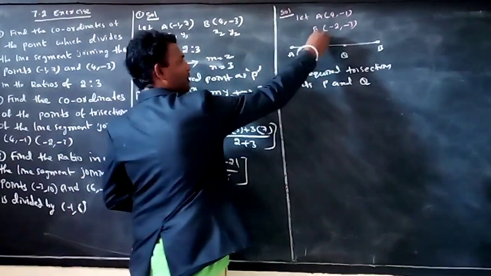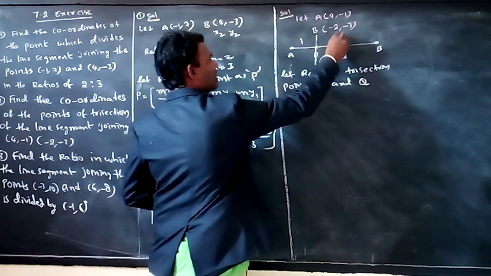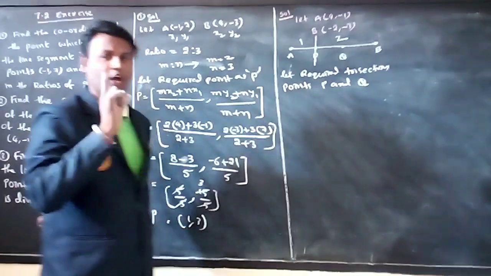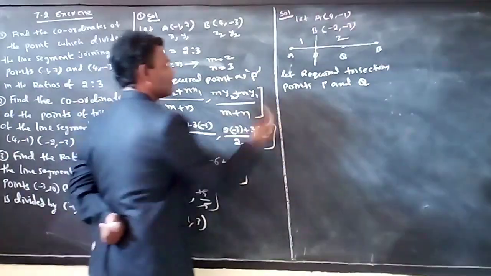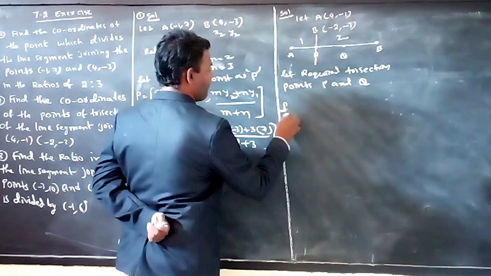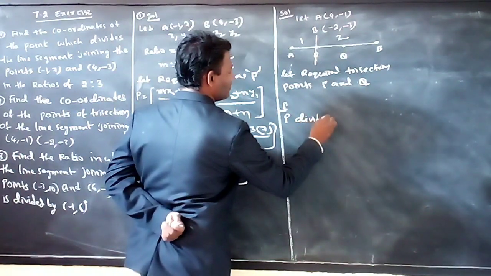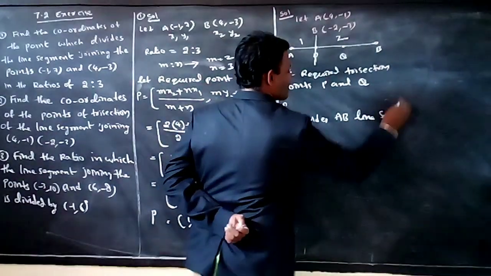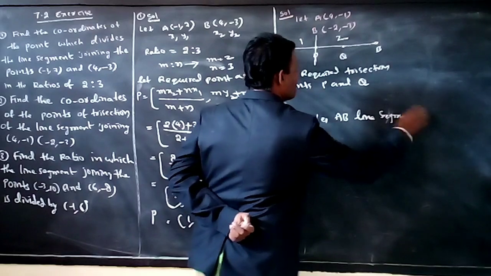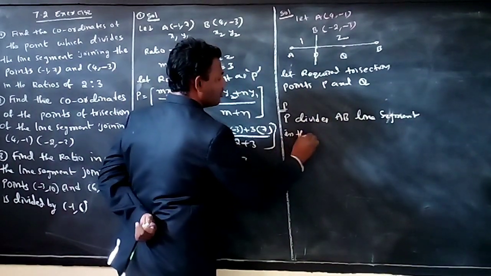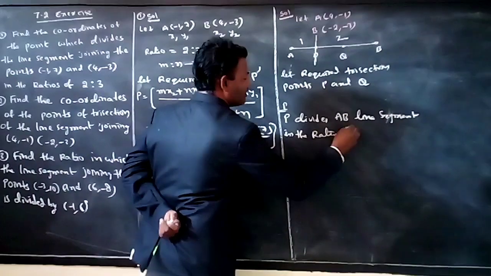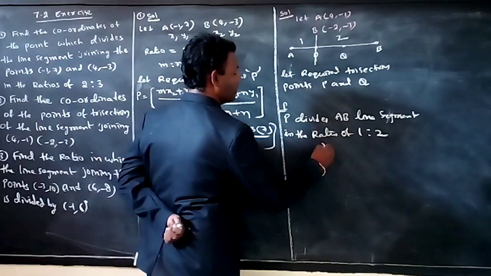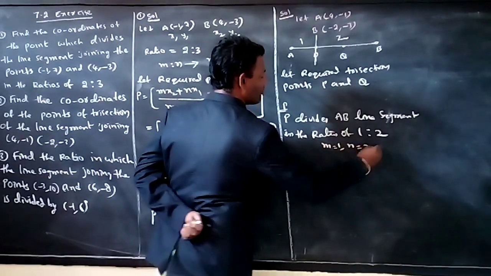If you compare with P, left side 1 part, right side 2 parts. So it is nothing but 1:2. So to find P, you have to take the ratio 1:2. P divides AB line segment in the ratio of 1:2. So nothing but m is equal to 1 and also n is equal to 2.